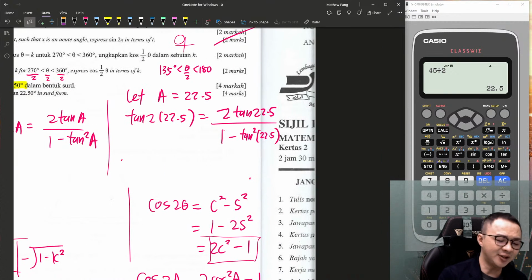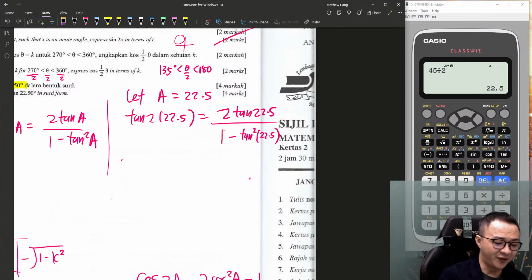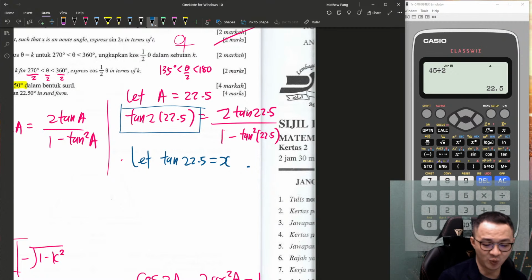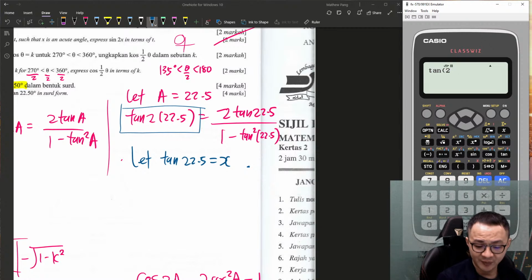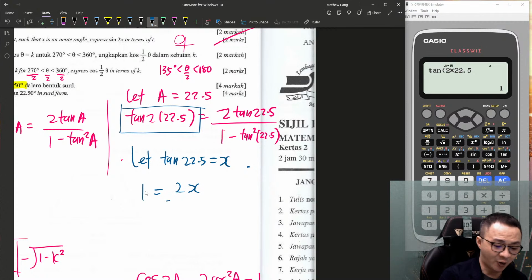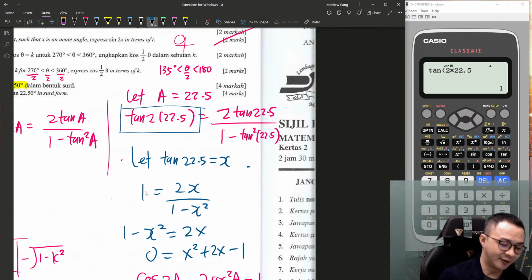Okay, so this one is a quadratic equation, but it might not be so obvious. So in order to help you a little bit, I'm going to let tangent 22.5 become x. This one you don't need to worry, you can type in the calculator, tangent 2 times 22.5, you should get 1. So 1 equals to 2x over 1 minus x squared. Yeah, quadratic equation. 1 minus x squared equals to 2x. So make it 0: x squared plus 2x minus 1.